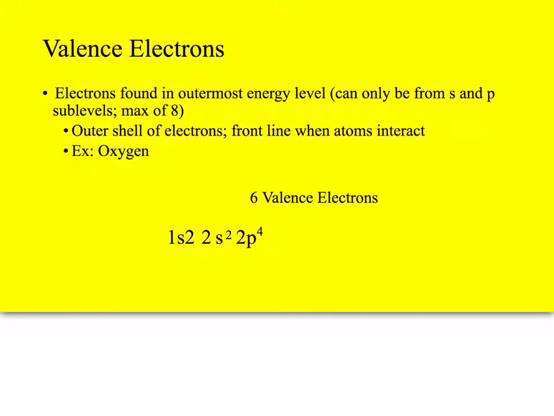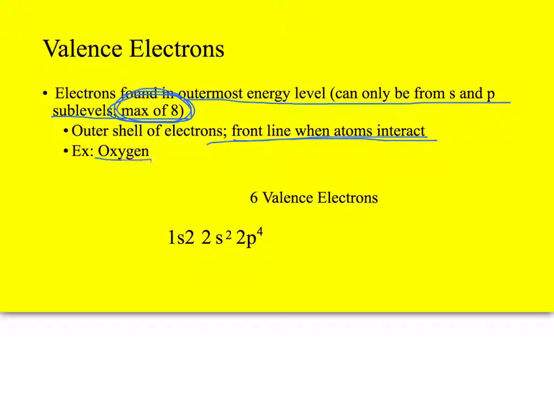So the electrons that are called valence electrons are the outermost energy level, right? And they can only be from the s and p sublevels. So there's only a maximum of 8 of them, right? No d electrons are in the valence electrons for this particular Lewis dot diagram. The outer shell electrons are the front lines with the atoms that interact. So when the atom bonds, only the outer electrons are involved in bonding. None of the inner electrons are bonding.